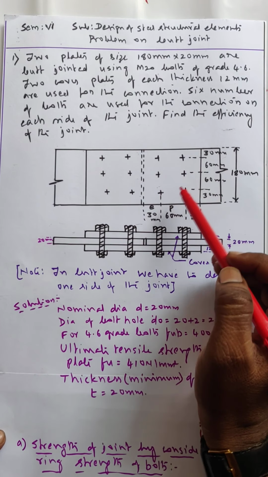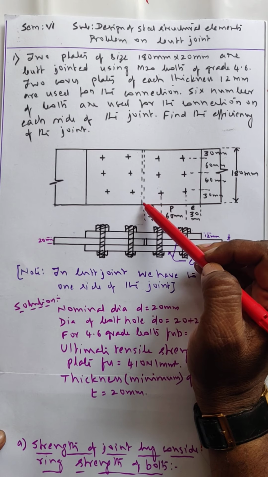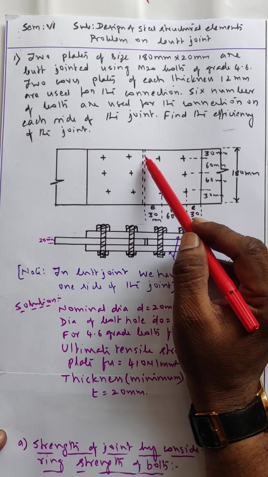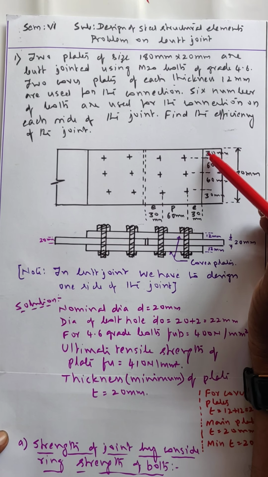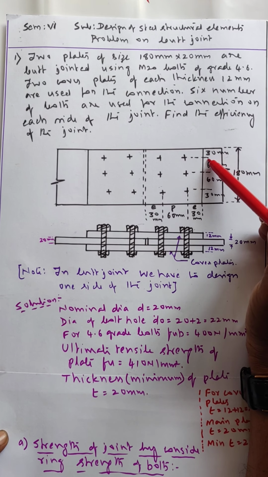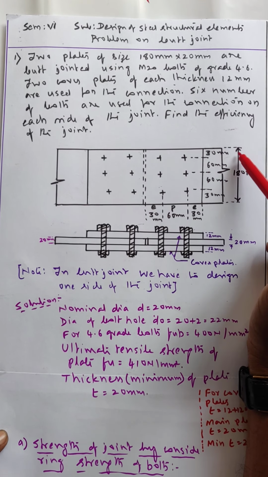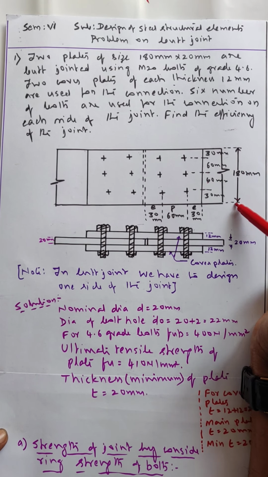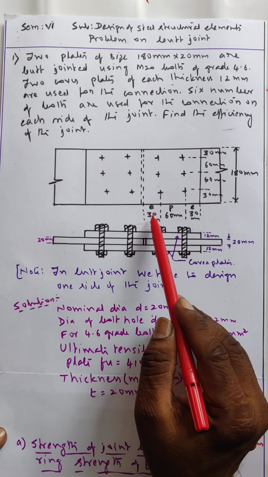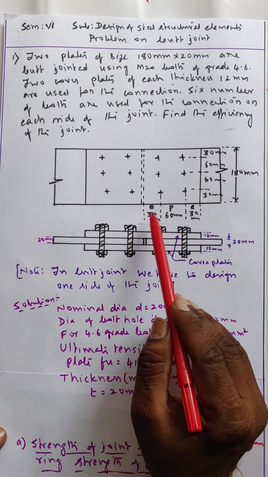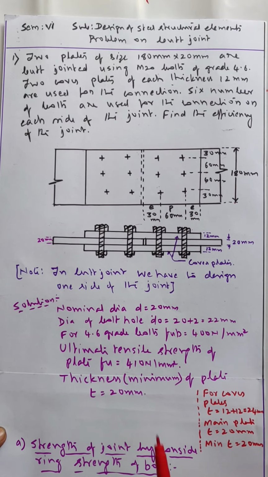See, the butt connection is given. Two plates are connected. This is the connection. So in the butt joint, we have to consider one side of the connection for the design. So the gauge distances, the edge distance is 30, gauge 60, 60, 30 it is given. Total width of the plate is 180 mm. Now the pitch is 60 mm, edge distance is 30 mm, it is given in the problem.